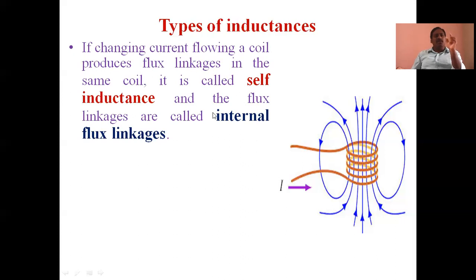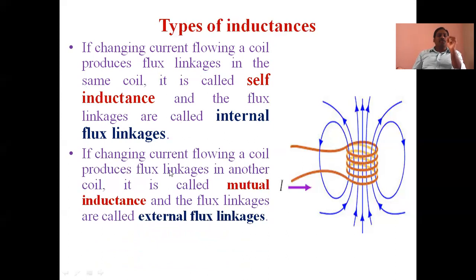The first one is self-inductance, which can be defined as: if a changing current flowing in a coil produces flux linkages in the same coil, it is called self-inductance, and the flux linkages are called internal flux linkages, represented by psi internal. And if a changing current flowing in a coil produces flux linkages in another coil, it is called mutual inductance, and the flux linkages are called external flux linkages.